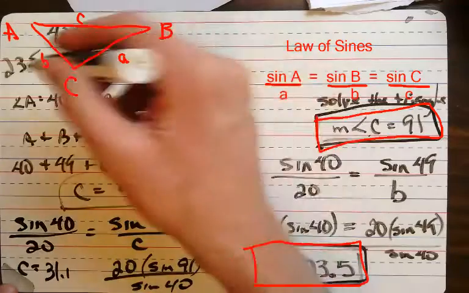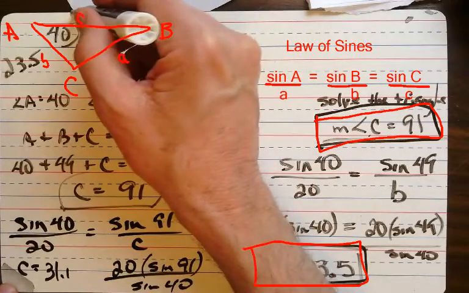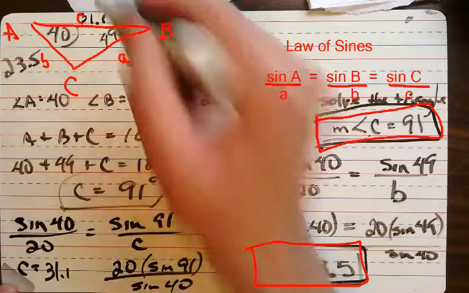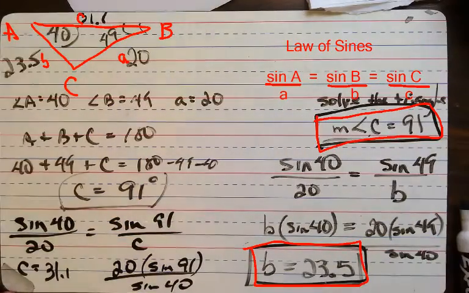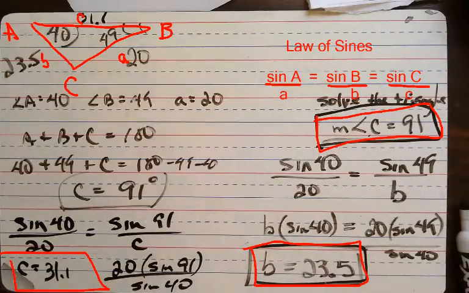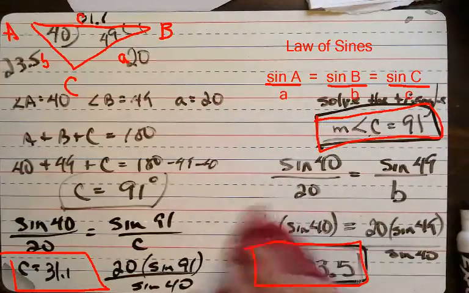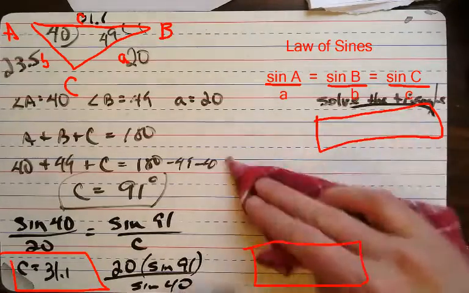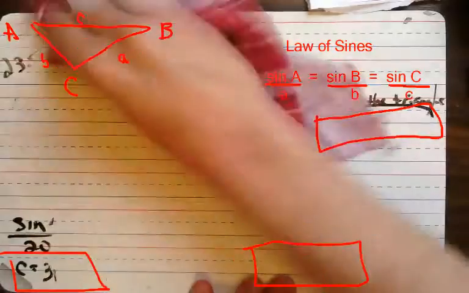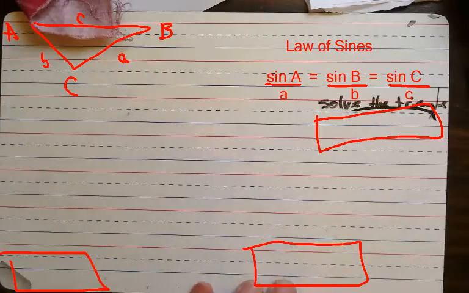31.1. So how long is side C? That's the one way up here. 31.1. There we go. We got them all. So this is the answer to that. So law of sines is what we're dealing with. We are solving the triangle, right? That's it. So let's see what we know here. Let's do it again. We're going to do one more example, and then we will be done.